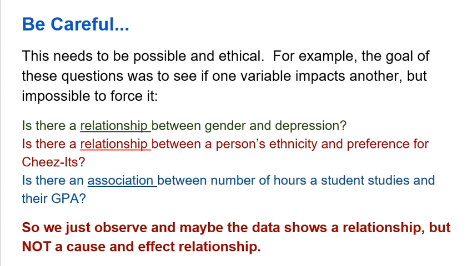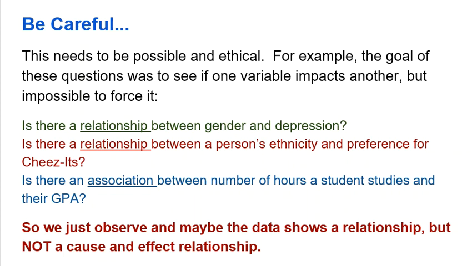For example, the goal of the following questions was to see if one variable impacts another, but it's impossible to force. For example, is there a relationship between gender and depression? I want to know, does gender impact depression? Does being a male make you more likely to be depressed or less likely to be depressed? But listen, I cannot make that an experiment. First off, I cannot force a gender on somebody. I cannot say, Kelly, you're going to be a boy today. Sorry, deal with it. Jim, you're going to be a girl today. Sorry. I cannot force that. And I certainly cannot force depression on somebody. That doesn't sound very ethical at all.